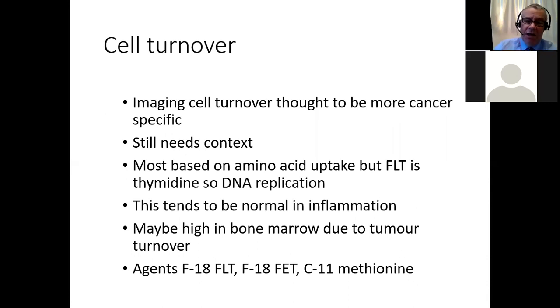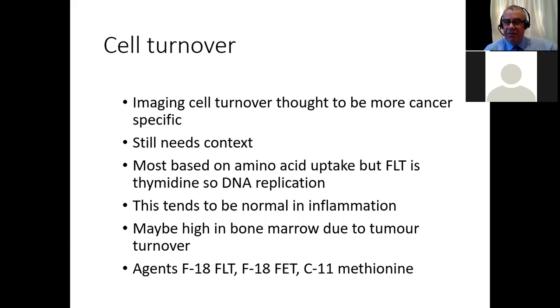So cell turnover, we think this is more cancer specific, but again, it needs context. So for example, if you had a recent operation and the area was healing, they would have increased cell turnover. So it's not as specific as we like to think it is. And things that work well are things which are either based on amino acids or on DNA, like thymidine or tyrosine, because these are built into new cells. And inflammatory cells tend not to do that.